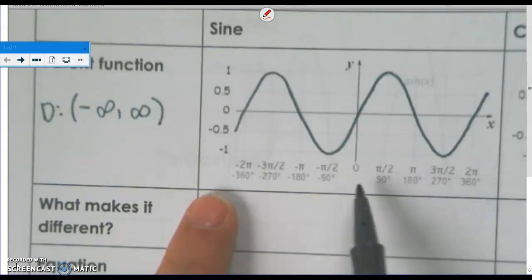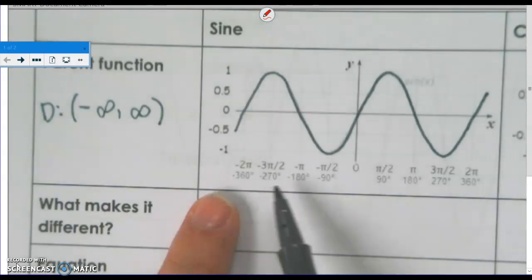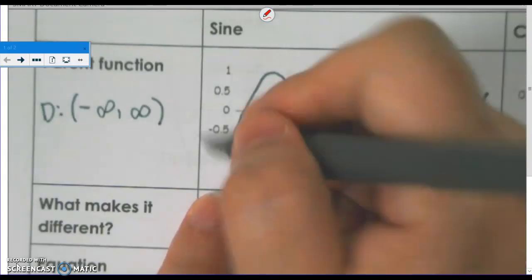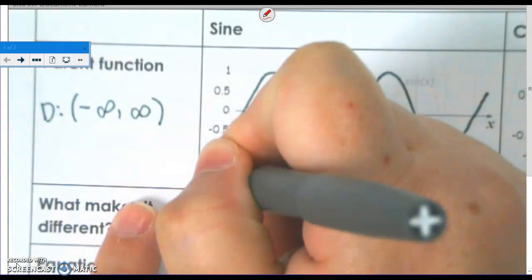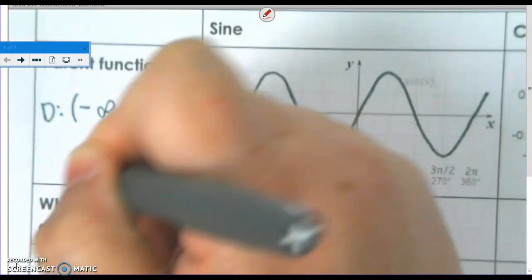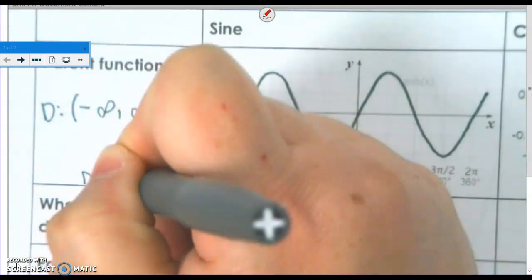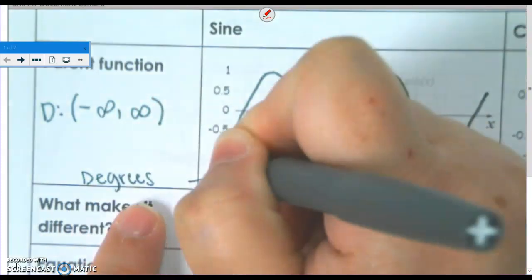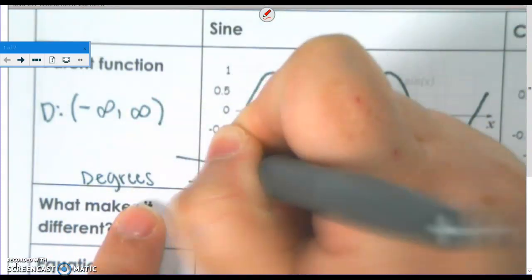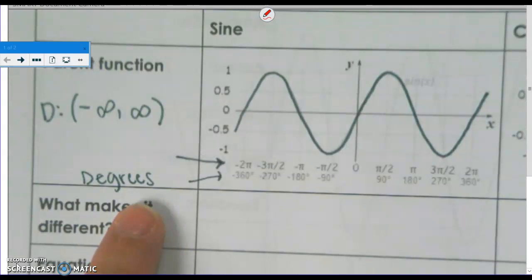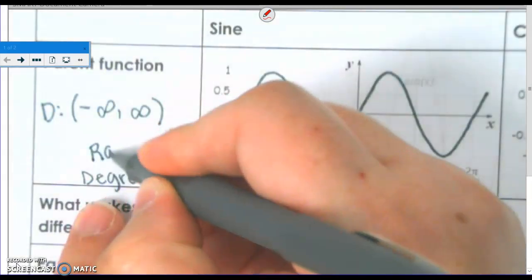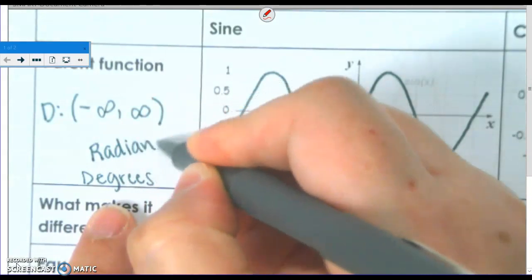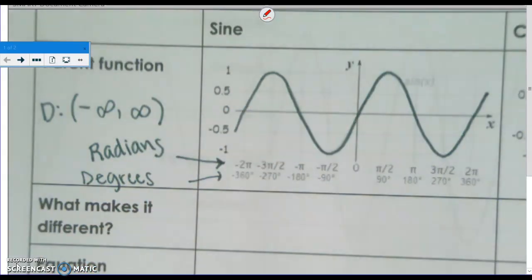What about the version that's underneath it? Degrees. So your x-axis is in degrees. Do you remember what we call an angle when it's in terms of pi? Radian. So your x-axis is going to be in either degrees or radians.